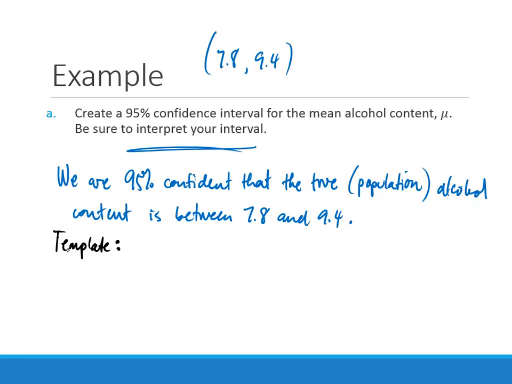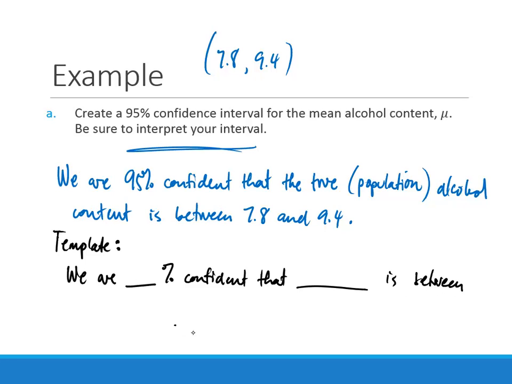In general, when you're asked to interpret a confidence interval, what you should say is: we are blank percent confident that whatever you're talking about, here the true population alcohol content, is between the two numbers that you find. That is your way to think about how to interpret these things. I'm 95% confident here that the true alcohol content is between 7.8 and 9.4.